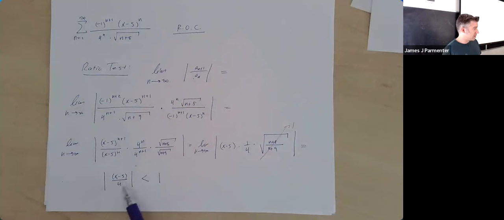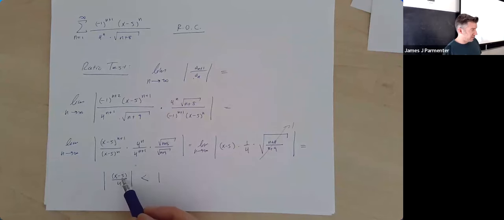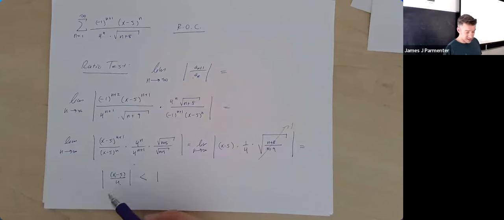It would converge if x was equal to 7. It would converge if x was equal to 7.3. Right? It would converge for all these values of x up to, well, the biggest x could be would be just below 9. Because if x were 9, 9 minus 5 is 4, and 4 over 4 is equal to 1. And when this limit is equal to 1, the test is inconclusive.